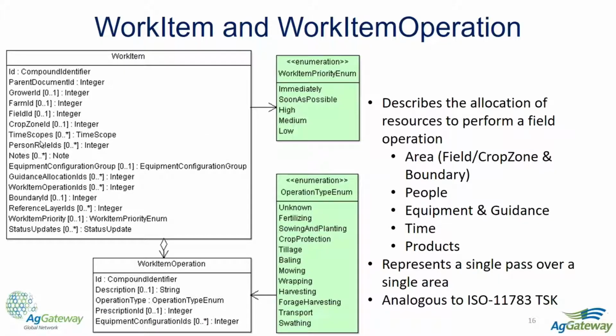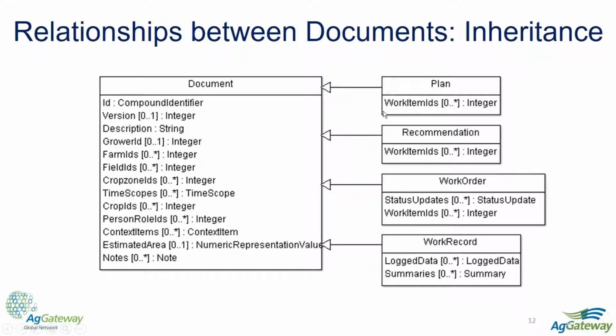About that granularity question. We had the core documents, each with a list of work items: plan, recommendation, work order. This is because plans, recommendations, and work orders can be quite abstract. Imagine a plan that says, I'm going to have 2,000 acres of corn and 2,000 acres of soybeans this season, and I'm going to do this, this, and this. Say a seeding, a couple of crop protection applications, a couple of crop nutrition applications. Each one of those would be a work item, and it would apply to that total area.